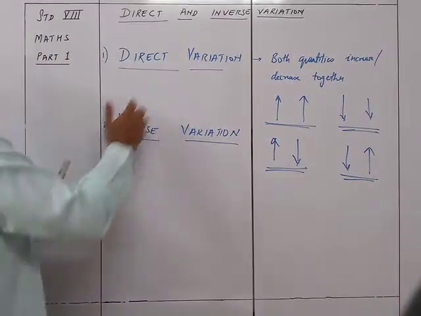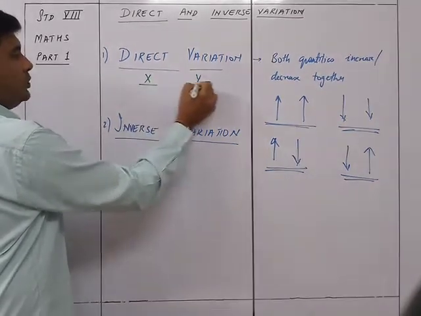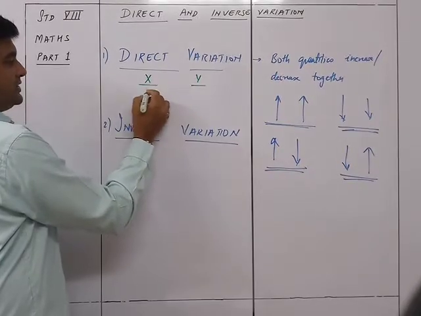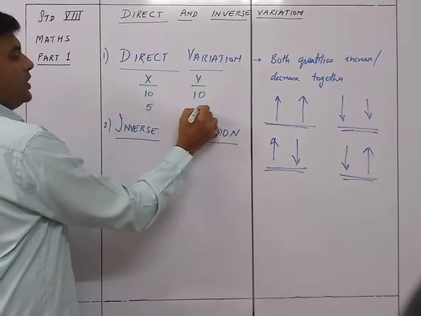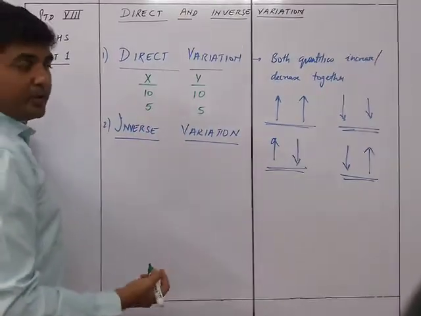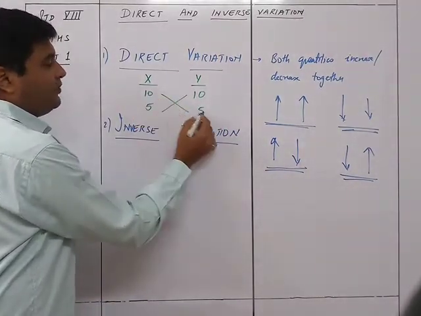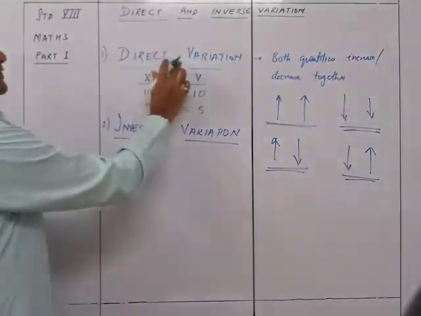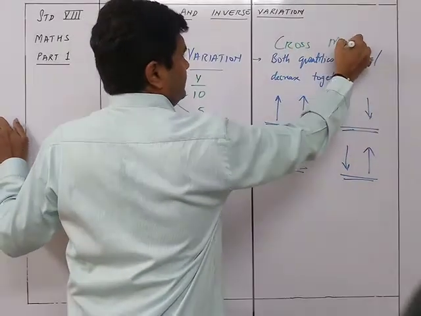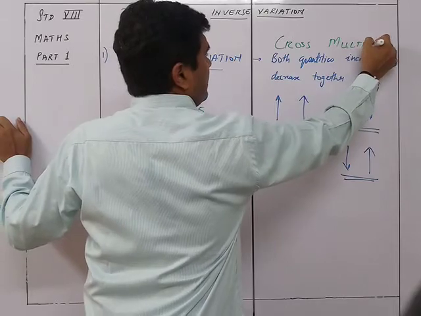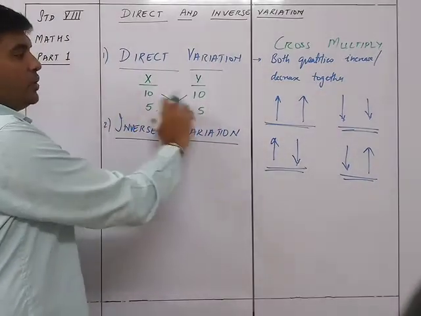In direct variation, you can easily say that if this is a quantity x and this is a quantity y, and it has a particular value, let's say this is 10 and this is 10. So if this becomes 5, this will also become 5. So both increase and decrease together. To get this value over here, we are going to do cross multiplication: 10 into 5 is equal to 10 into 5. So in case of direct variation, what you do is write the two terms and then cross multiply.